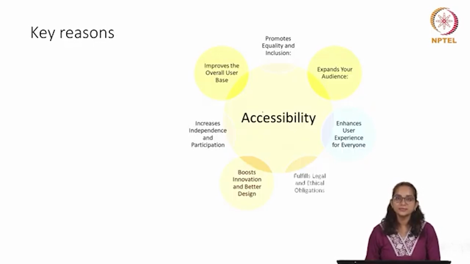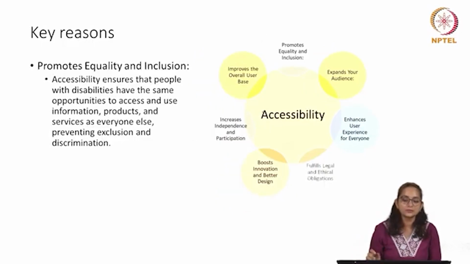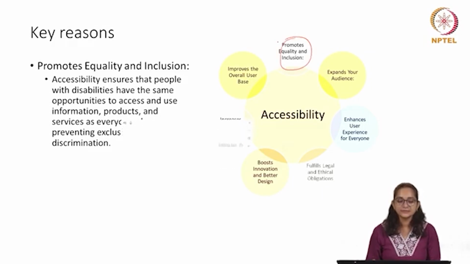Let us now try to understand the key reasons about why accessibility matters. So it definitely promotes equality and inclusion, as we discussed. Accessibility ensures that people with disabilities have the same opportunity to access and use information and products that everyone else is using, and thus this prevents exclusion and discrimination as well.